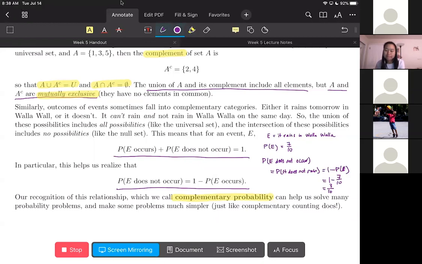Ms. Wendy, I had a question. I wanted to know, in situations where you have multiple events, how would you solve to find one event if, let's say, you didn't have enough information to just subtract from one?